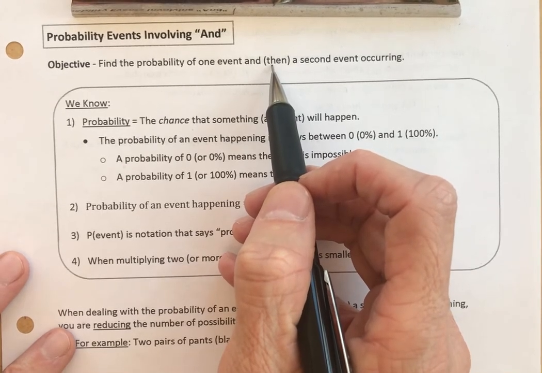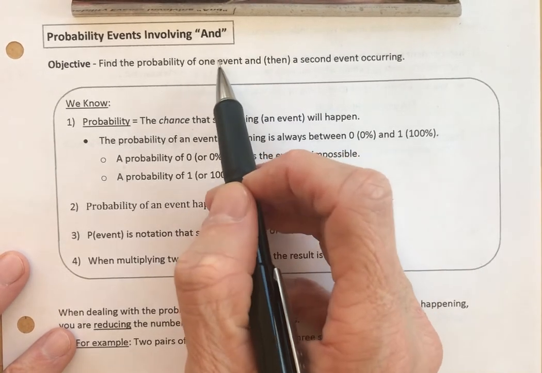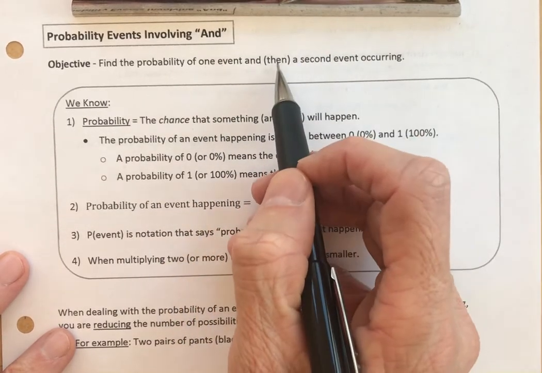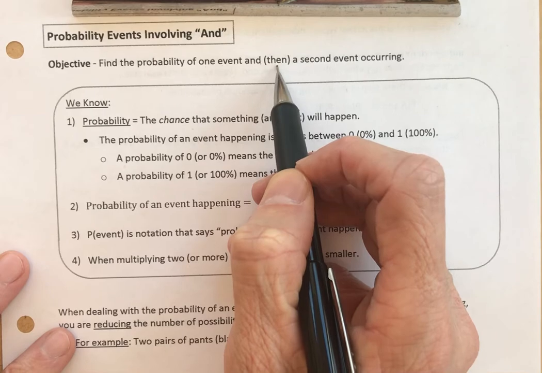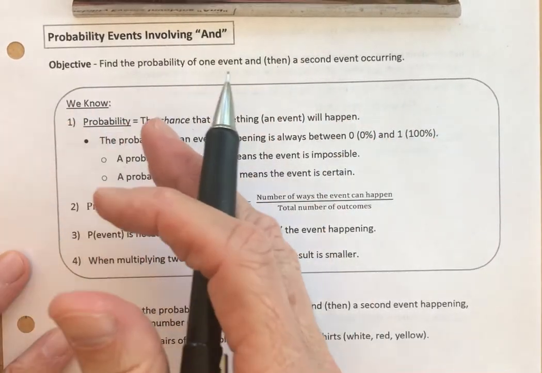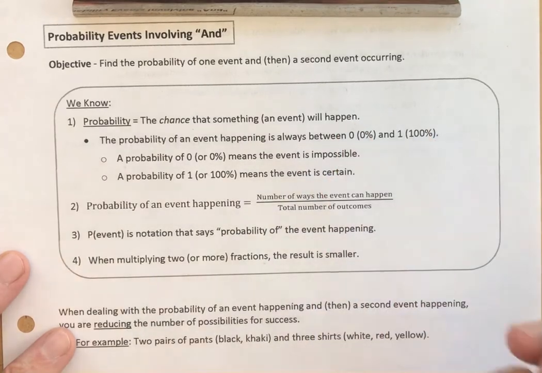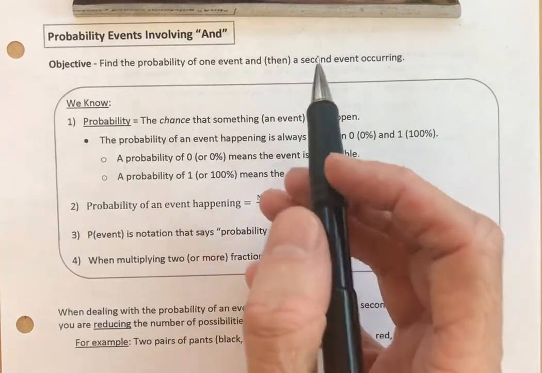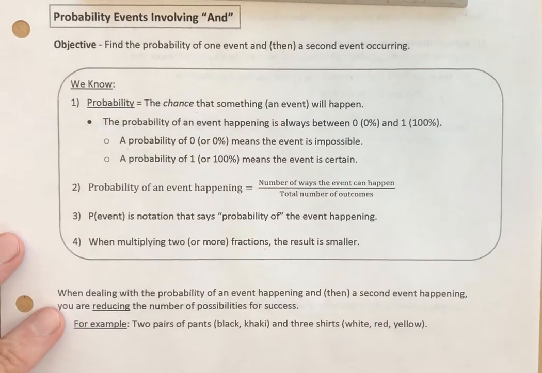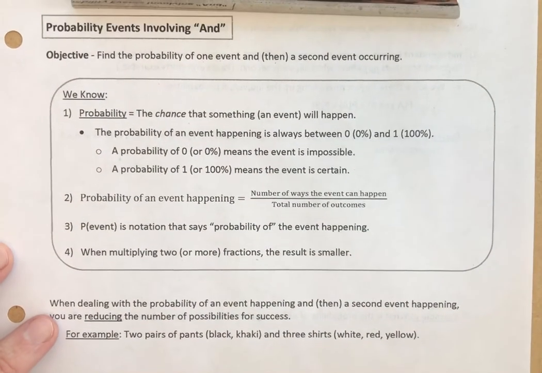Oftentimes the problem will say just the word "and," probability of A and B. It does help to put the word "then" in there to recognize that you have two different things. One will precede the next. We're doing two events here, and the word "then" helps us to keep that straight. You'll see what I mean as I go through this video.